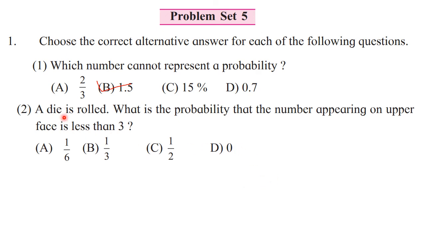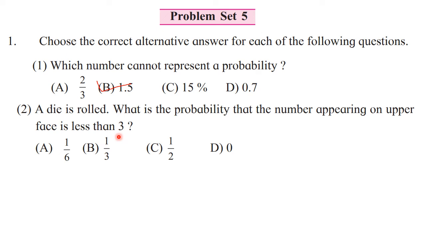A die is rolled. A die is rolled means how many sample points we have? 6: 1, 2, 3, 4, 5 and 6. Okay, 6 on 6 faces. What is the probability that the number appearing on the upper face is less than 3? Less than 3 means 3 is not allowed. So the number should be either 1 or 2. So only 2 sample points are there in this particular event.